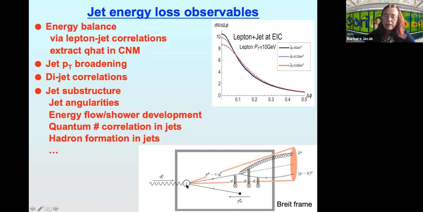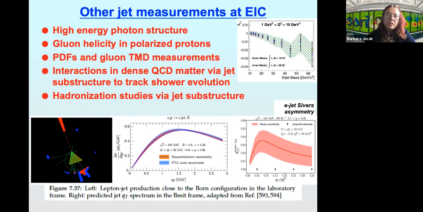If you look in the Breit frame, which is the frame of the transferred virtual photon, then by dialing the size of the nucleus, you can dial how much matter your jet goes through as it hadronizes and look at the hadron formation in jets.